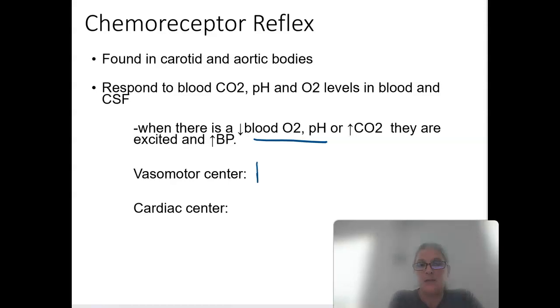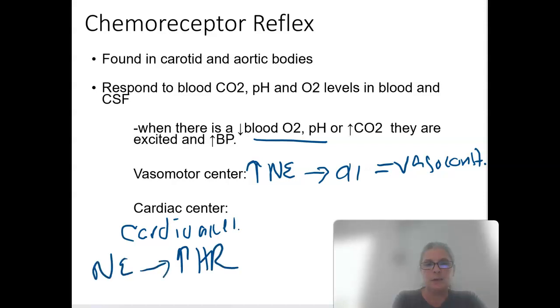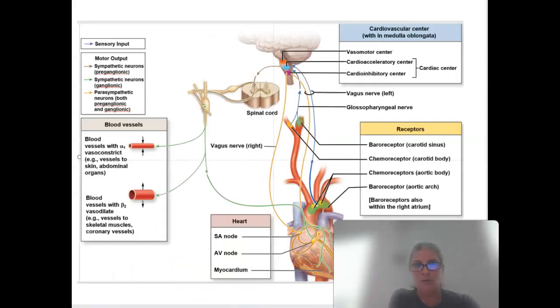So your vasomotor center is going to be more active, and you're going to release more norepinephrine to that alpha 1 receptor and cause more vasoconstriction. And if we're looking at the cardiac center, as we said earlier, we're looking at the cardioacceleratory center. We want to raise heart rate. So this time norepinephrine goes to the SA node, and when it gets there, we already just showed this, it binds to the beta 1. So understand that you have a baroreceptor and a chemoreceptor reflex, and they both involve both centers.